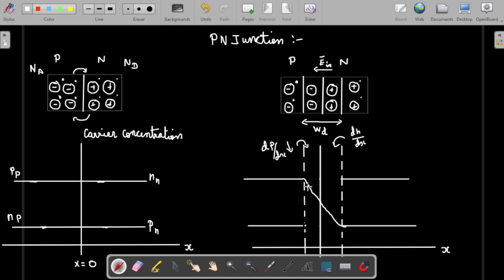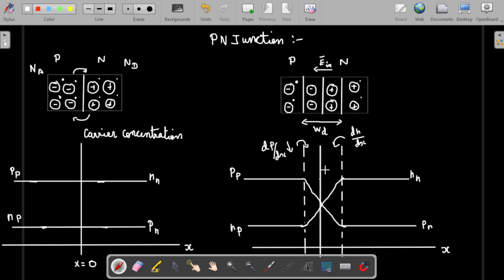Similar to that, it will eventually come here and fall to a minority charge carrier. And the minority charge carrier in the n-p type will eventually increase here and become a majority charge carrier. So this is the representation that we will be following here. I hope you guys are able to get it.